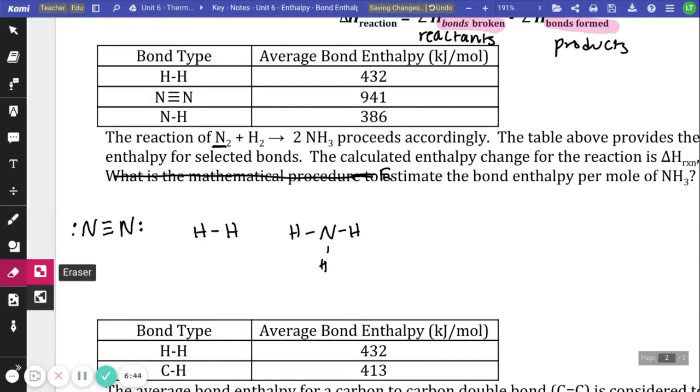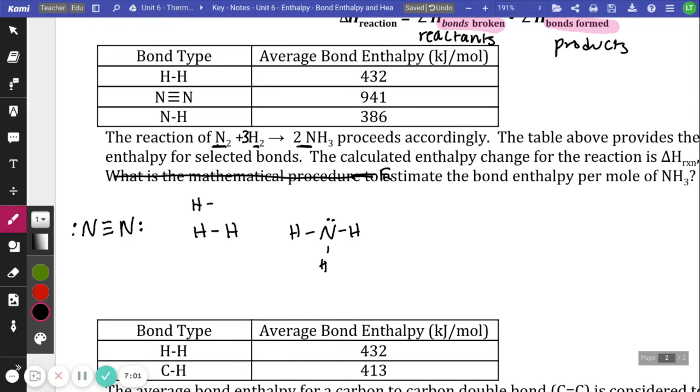So guys, if we're doing bonds broken versus bonds formed, we need to figure out how many bonds are broken and how many bonds are formed. To do that, we need to balance our equation. So two nitrogens, two hydrogens, 6 hydrogens. That means I need a 3 there. So I have 1 nitrogen, 3 hydrogens, and then 2 NH3s.